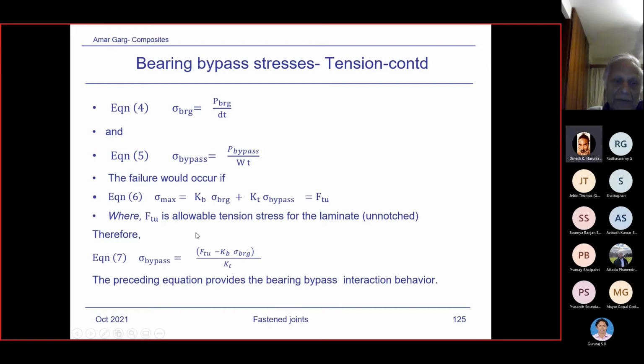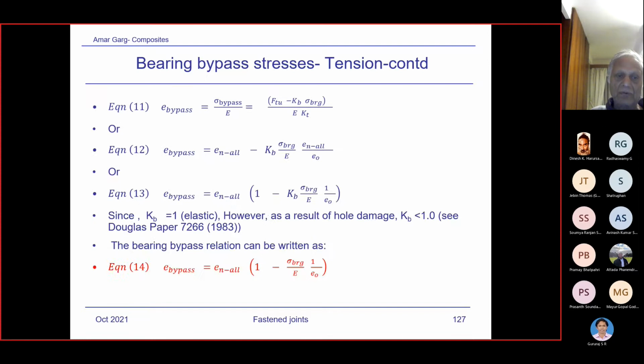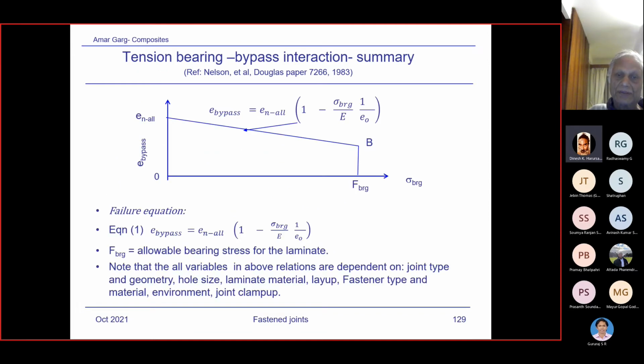Okay, now I wrote this equation because I said, what happens when you have bearing and bypass stresses together at sigma max? Failure would occur when the stress reaches FTU. And then from this one, we wrote this equation. So we finally got the equation for bearing bypass in tension mode. The derivation is given over there. And then we have to write the compression one.